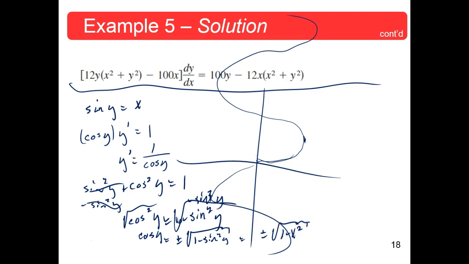Okay? Now, and so your derivative here would then be y prime is equal to 1 over plus or minus the square root of 1 minus x squared. So there you've turned around and gotten it as an explicit derivative, and you got it in terms of x and y, and you can see this is your derivative.